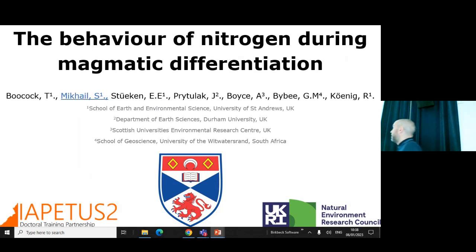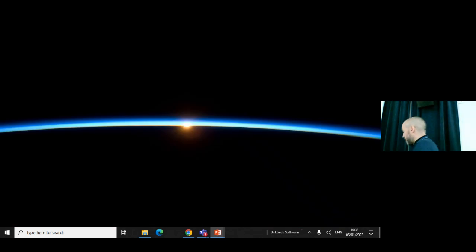I'm going to talk to you about the behavior of nitrogen during magmatic differentiation. And so here's a photo of Earth's atmosphere. Almost every photo you take on Earth obviously has Earth's atmosphere in it, but it's translucent.